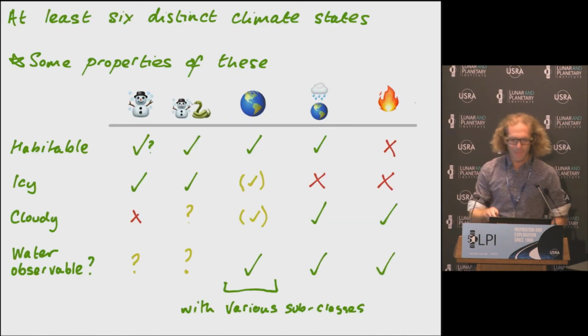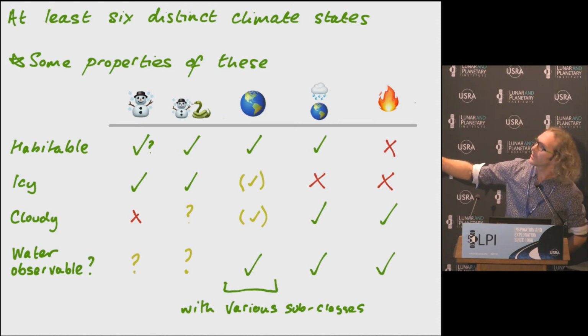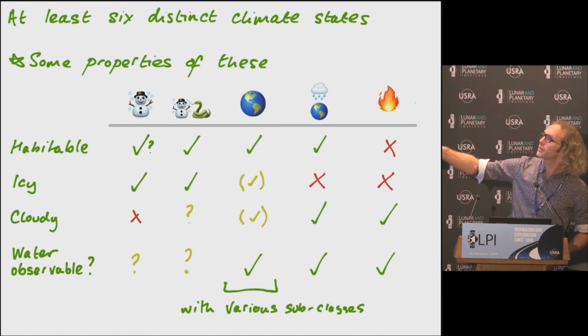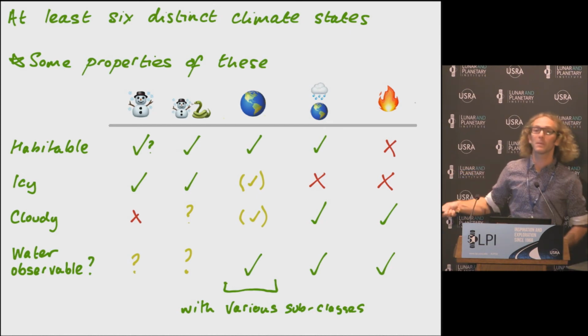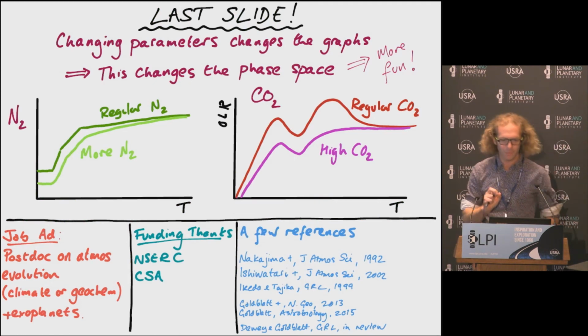Now, here are some of these states. What have we got? You can say that many are habitable, some are icy, some are cloudy. I haven't really talked about cloud here, that'll have to be a different talk. Suffice to say, this will be cloudy pretty much everywhere, as will this, and there aren't many clouds down here. And on some of them, we'll be able to observe water vapour, all of which are probably habitable. This is the last slide.